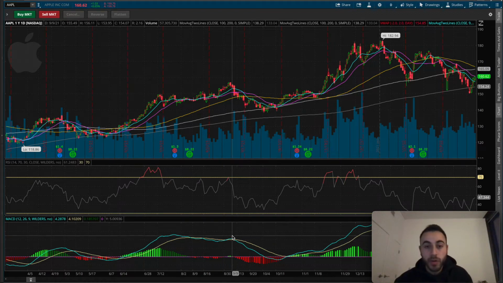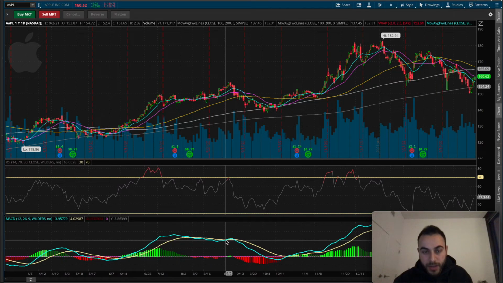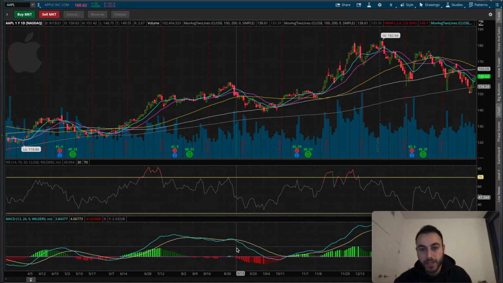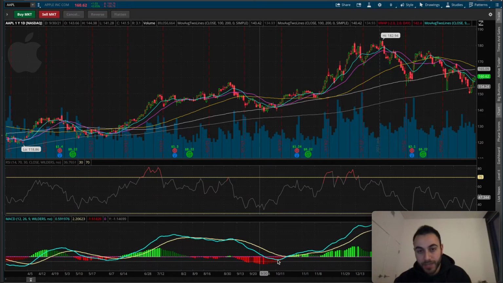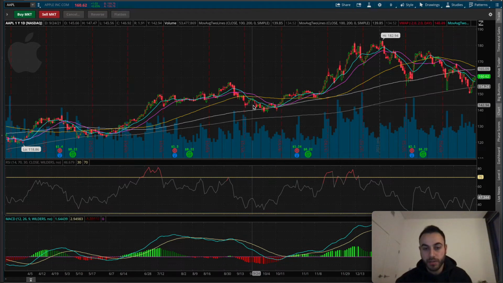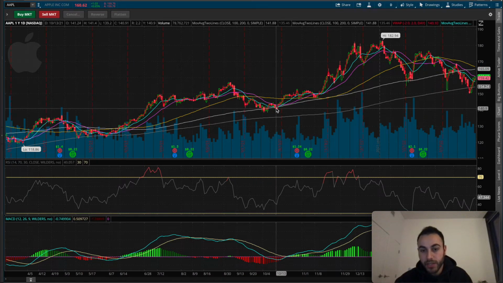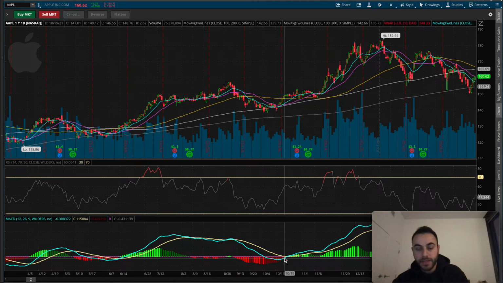But let's say you didn't know about divergences and you bought on this cross up. You would have taken a loss a few days later when it crossed back down. And the moment it crossed back down, notice how the MACD came down. The momentum picks up significantly right on that sell, and you're able to see how the MACD carries the stock down, and then eventually what I like about this specific move is that it didn't come down too far below zero.